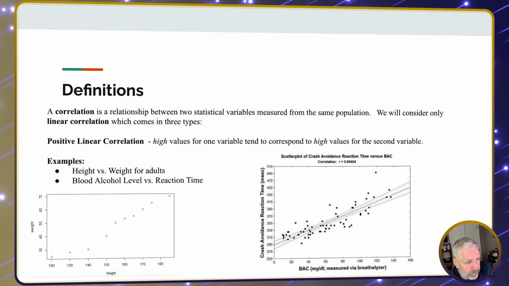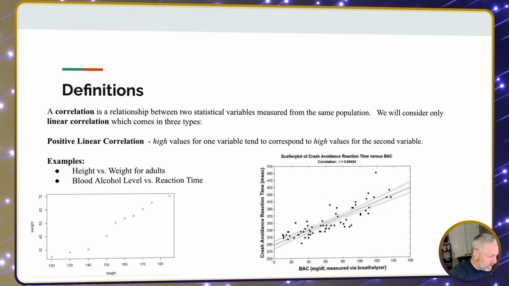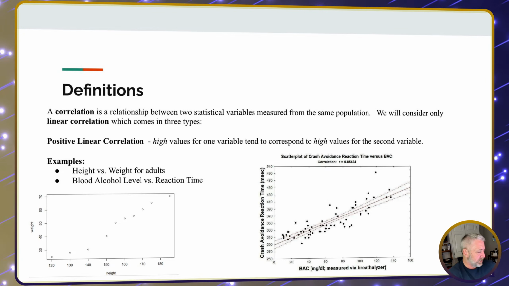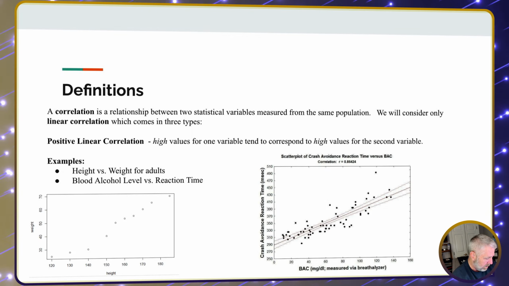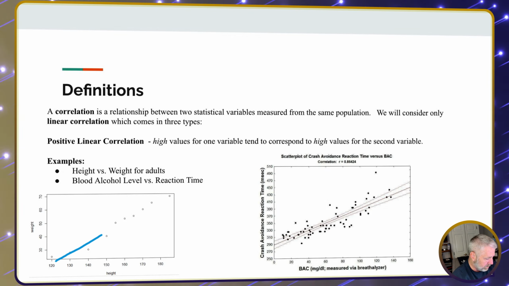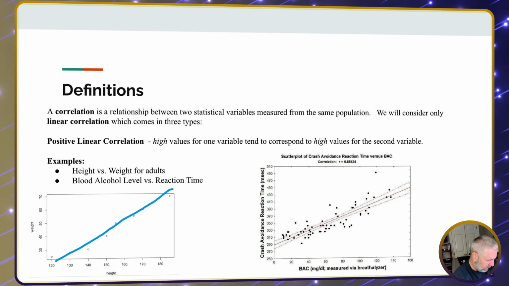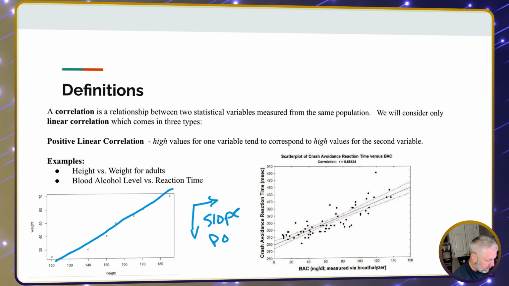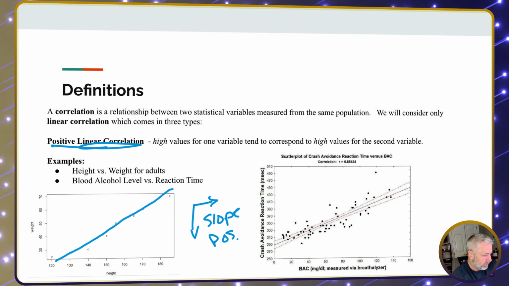Starting right here, there's a positive linear correlation. If you look right down here, these points all seem to go in a pretty straight line. That's slope, in other words, your rise over the run. So the slope is positive, and that would be a positive linear correlation. Okay.